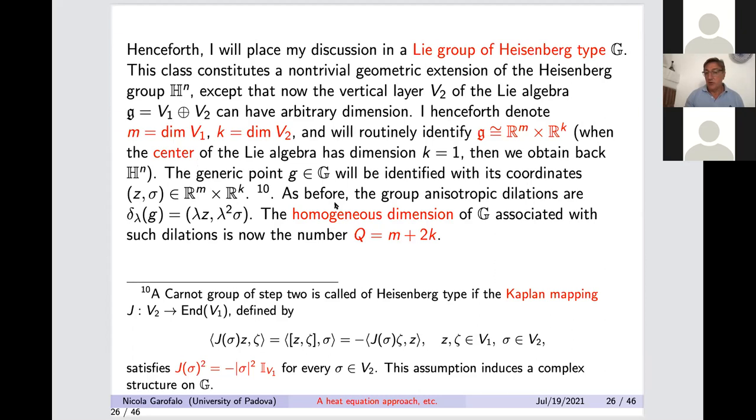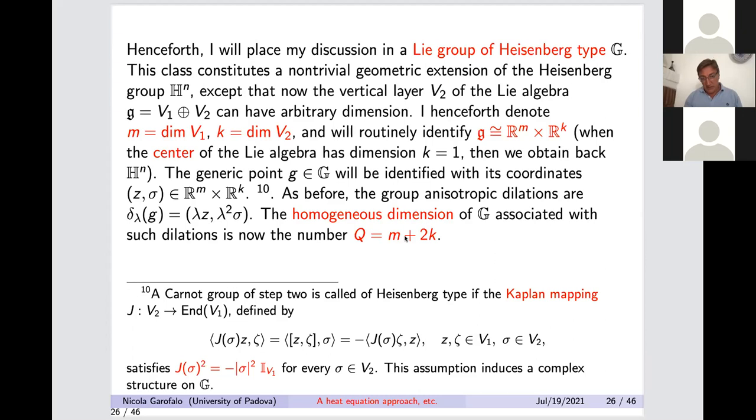As before, the group of anisotropic dilations is again lambda z, lambda squared sigma. Now the only difference is that sigma is in higher dimensional space. And there is again the homogeneous dimension attached to this, which will be this number here, okay?